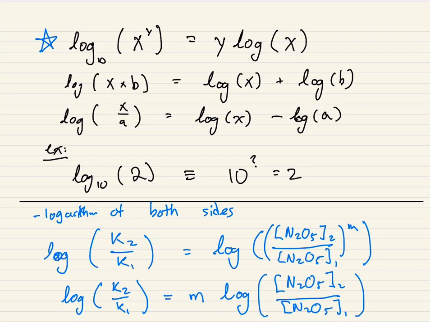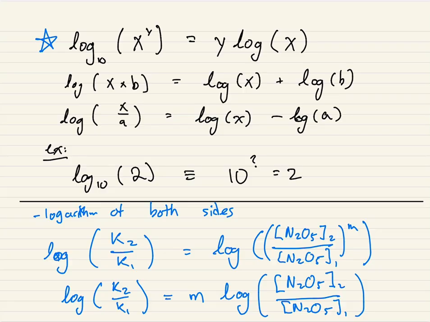And now we took the m, which all of this was raised to, and we just brought it outside. So now we can actually just solve for m, because this is just a number we plug into our calculator, and this is just a number we plug into our calculator. So we divide this side and that side by the logarithm of this whole thing right here, and that gives us an expression for m. And right now it looks complicated because I've left everything in terms of the variables, K2, K1, these concentrations, right?